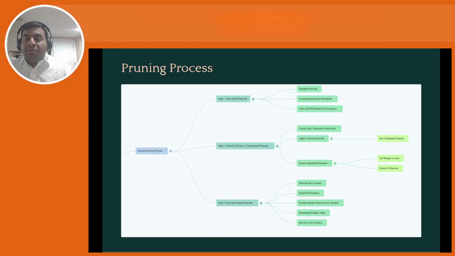Let's look at the general pruning process in a bit more detail. Step one is to train the initial, potentially over-parameterized network until it converges. Step two is the crucial part, identifying and removing unimportant elements. This involves applying some criteria or heuristic to determine which weights, neurons, or even larger structures to prune. Once identified, these elements are removed, often by setting their weights to zero or removing entire structures. Step three is typically fine-tuning the now smaller pruned network for a few epochs. This allows the remaining weights to adapt and helps recover most, if not all, of the original accuracy.